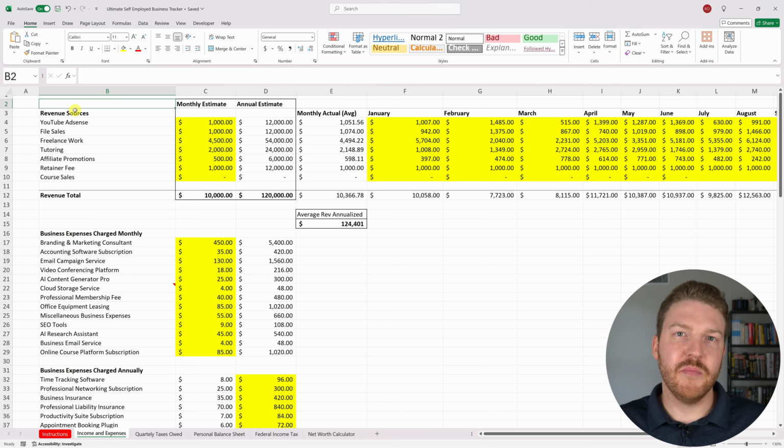With that being said, my goal in this video is to go over everything in enough detail that you can follow along from your computer and implement this model exactly the way that it is.